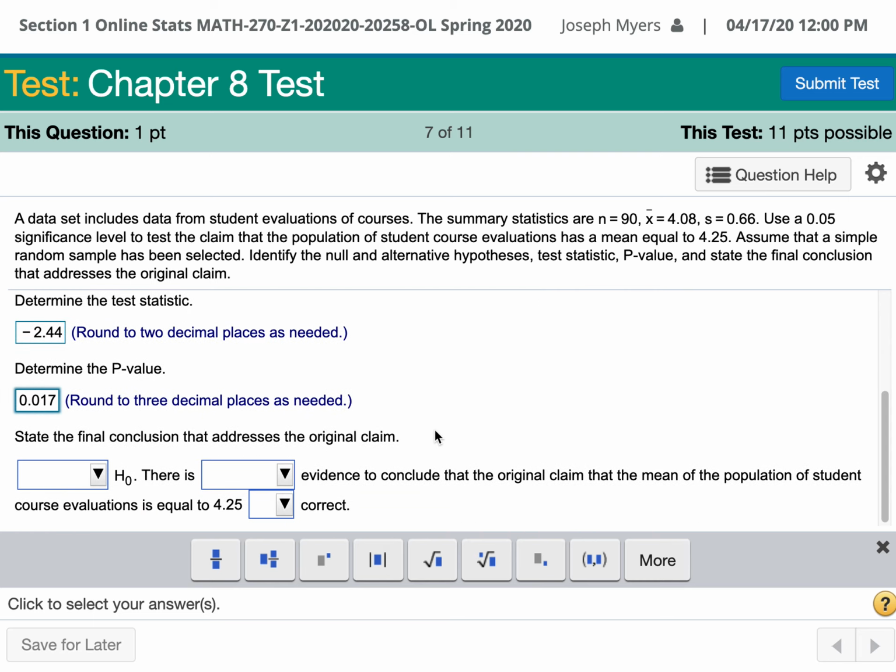Then state the final conclusion that addresses the original claim. Well, the significance level, it says, is 0.05. Since the significance level is 0.05 and the p-value is 0.017, that means that the p-value is less than the significance level. So we are going to reject the null. And when you reject the null, that means there is sufficient evidence to conclude that the original claim that the mean of the population of student course evaluations is equal to 4.25 is rejected, right? So it is not correct.